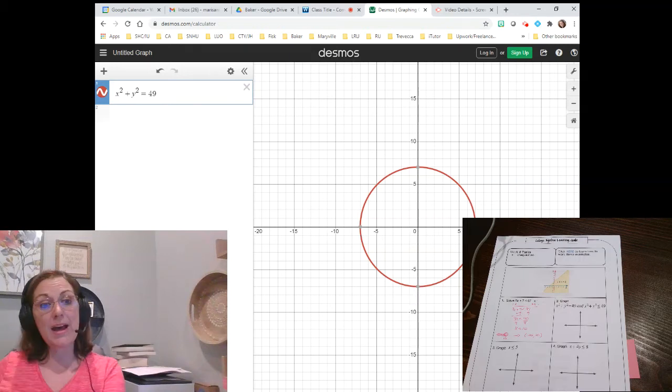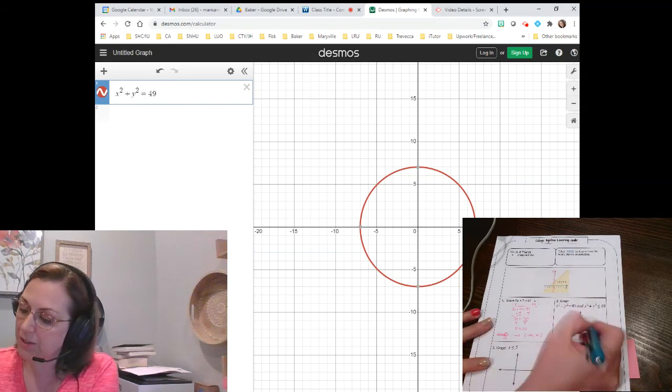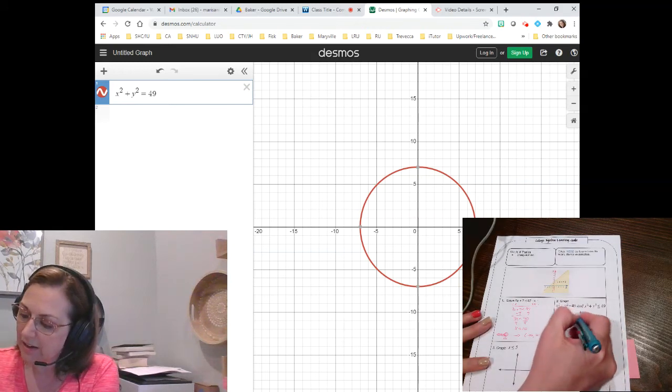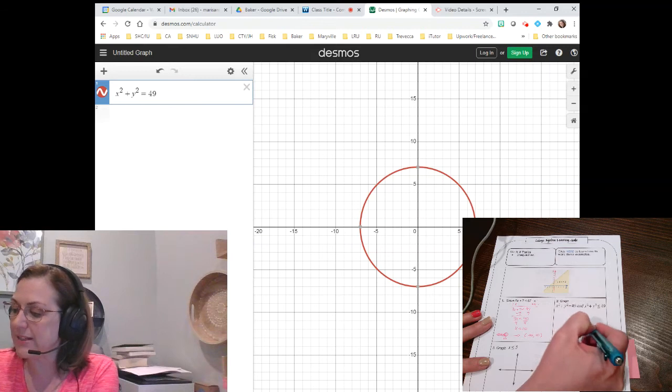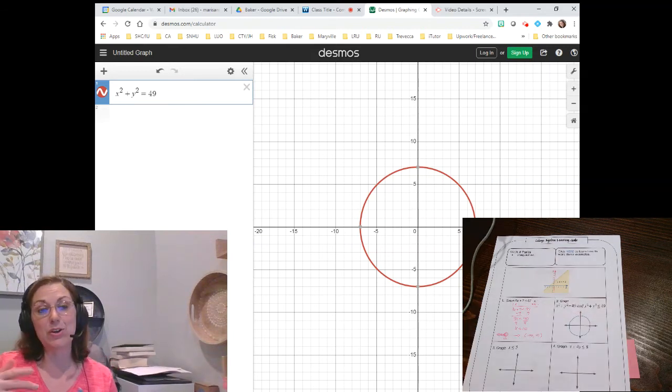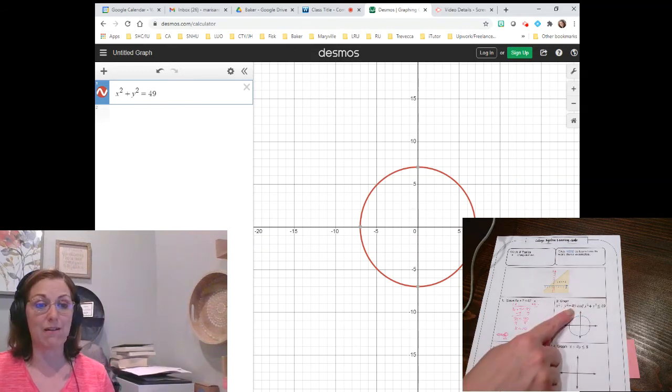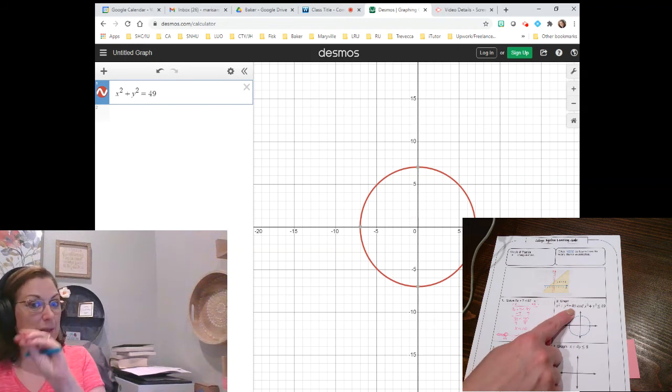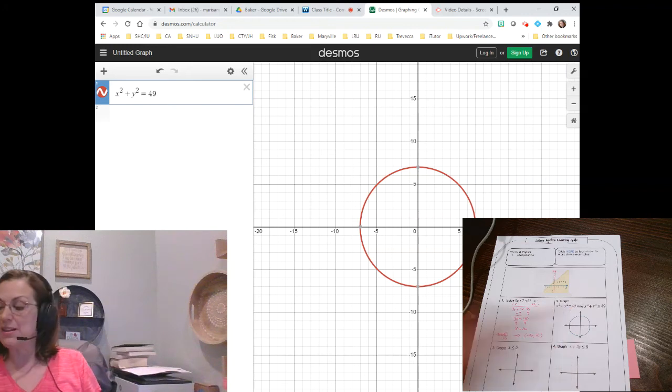So on my learning guide, I'm simply going to do a sketch, okay? It's a circle, and I know the radius is 7. Now, another way I could have known it was 7 was to look at that equation. That number, x squared plus y squared equals a number, that's a perfect square. And the square root of it then is my radius.